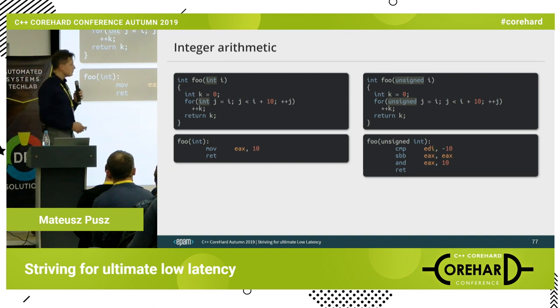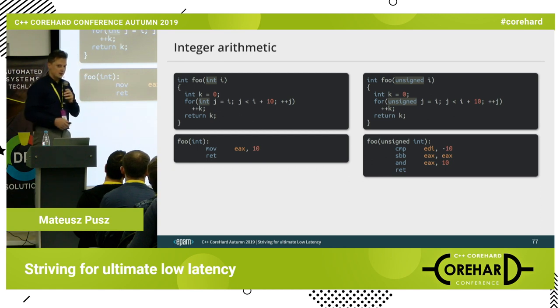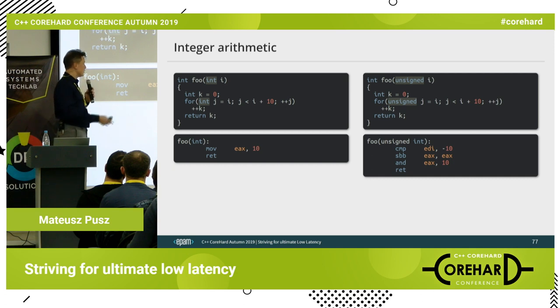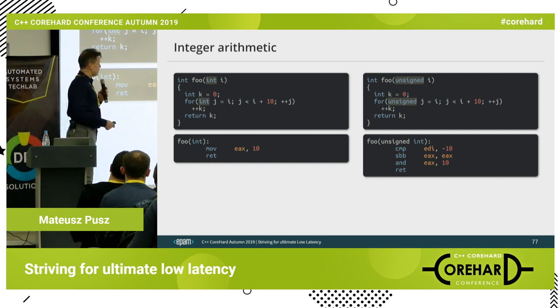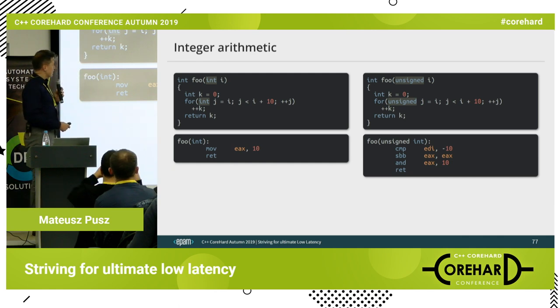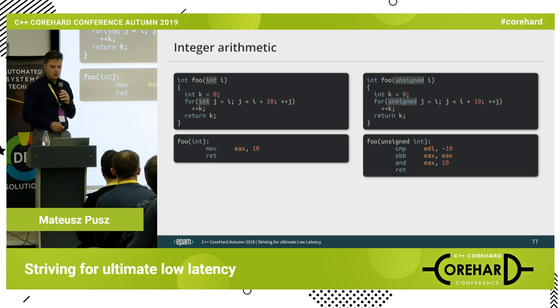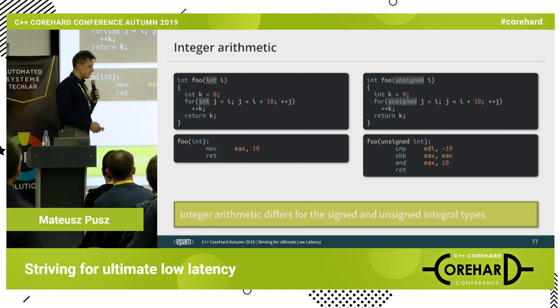Why is that? Because unsigned integer arithmetic overflow is defined behavior. This one is undefined, so the compiler doesn't have to check with every addition if we overflowed. So we are checking for a case that probably will never happen every time we do this loop in this case. Here we're just ignoring the fact that it may overflow, and users should take care that it shouldn't overflow. So prefer doing integer arithmetic on signed types rather than unsigned ones.